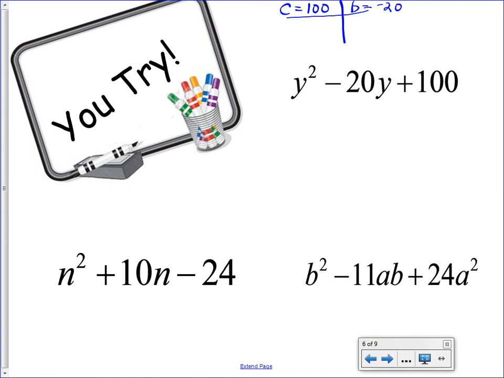So if I list through all the possibilities, I have 1 and 100, 2 and 50, and it will all be negative: negative 2 and negative 50, negative 4, negative 25, negative 5, and negative 20. Then I get to negative 10 and negative 10. Which one of those combinations will equal negative 20 when I add them together? Austin? Negative 10 and negative 10 is the only one that leaves me with negative 20.